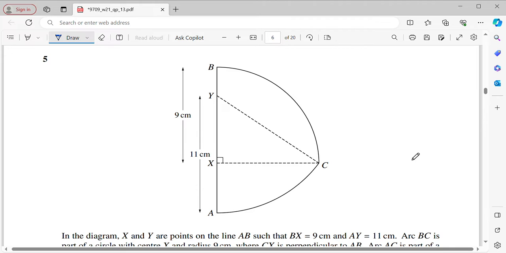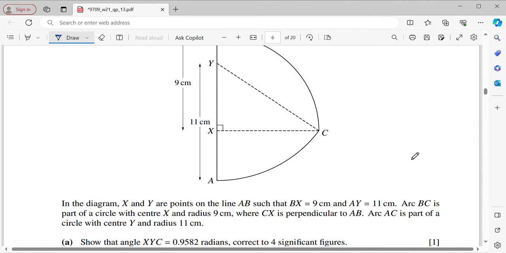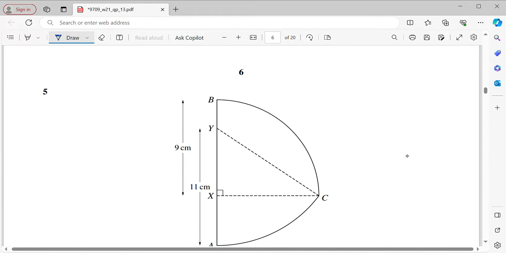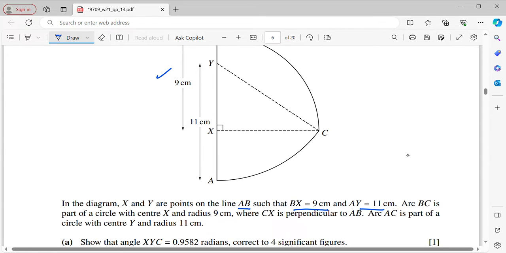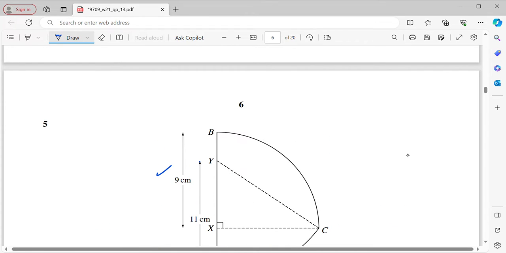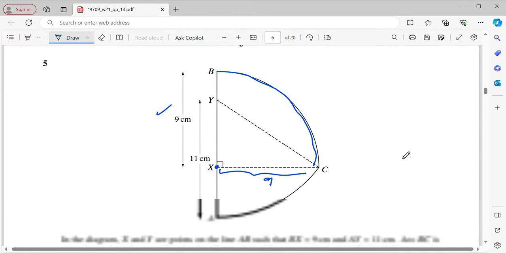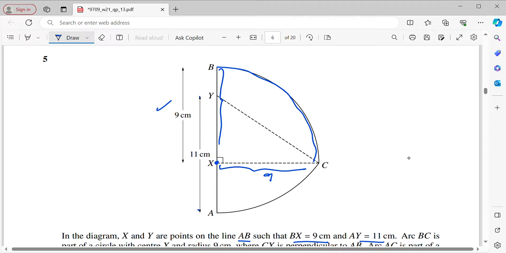Okay, next question, number 5. In the diagram, x and y are points on AB such that BX is 9. So BX is 9 and AY is 11. Okay, so that's the AY, 11. Arc BC is part of a circle with center X and radius 9. So BC, this is the arc BC. Okay, center X and radius 9, which means here is 9. So CX is 9, and then BX is also 9, because the X is a center.